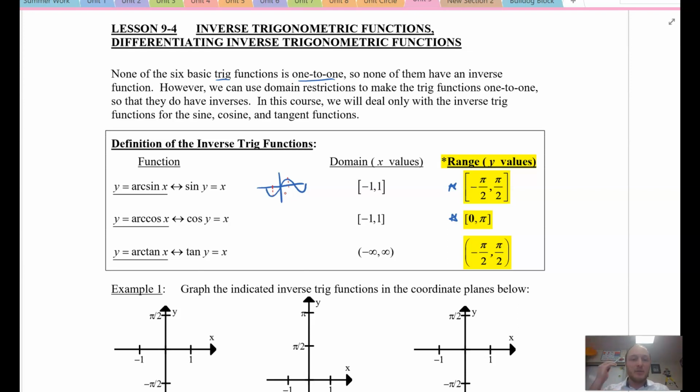Now, keep in mind with tangent, the graph of that goes up forever and down forever. So the new domain is -infinity to positive infinity. You can plug anything in, but the range is limited between -pi/2 to pi/2, non-inclusive. We don't include those pi/2s. Remember, we have undefined values there.